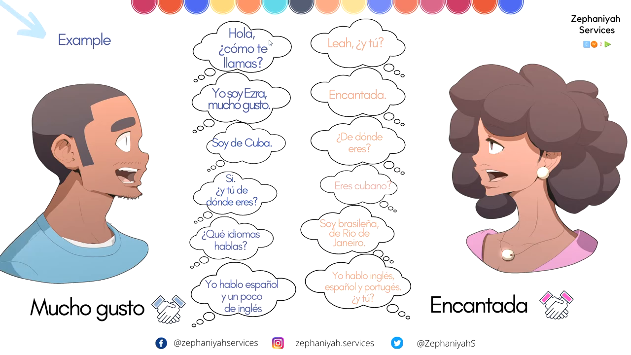Hola. ¿Cómo te llamas? Lea. ¿Y tú? Yo soy Ezra. Mucho gusto. Encantada. ¿De dónde eres? Soy de Cuba. ¿Eres cubano? Sí. ¿Y tú? ¿De dónde eres? Soy brasileña de Río de Janeiro. ¿Qué idiomas hablas? Yo hablo inglés, español y portugués. ¿Y tú? Yo hablo español y un poco de inglés.